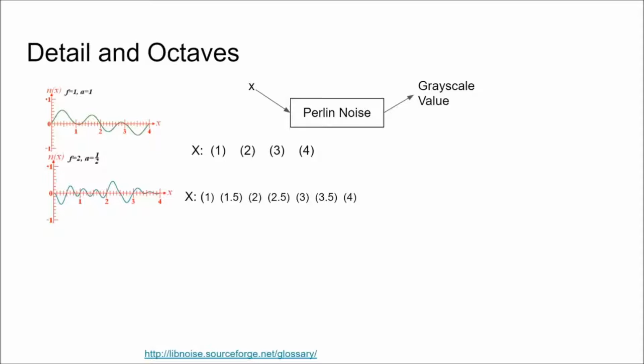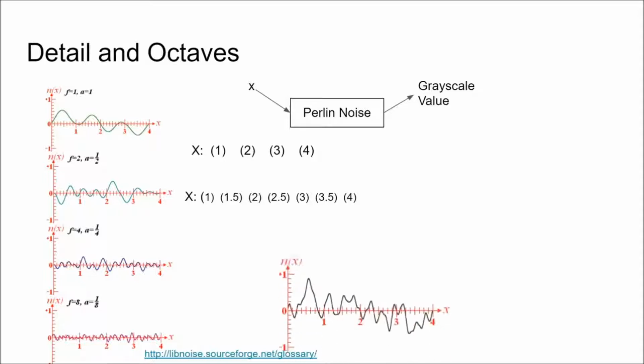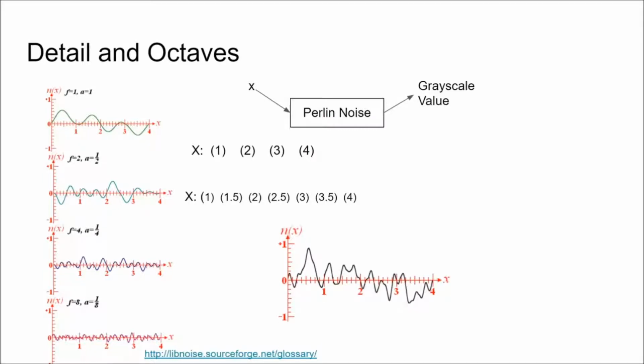We're also decreasing the amplitude by a half, which is important, but not important for you to understand how this works. But we can keep increasing the number of times we're sampling within the same range, and you can see that we get more and more detail with each one. Now we can take all of these 4 graphs and add them together, and this gives us a different look completely that has aspects of all 4 put together.